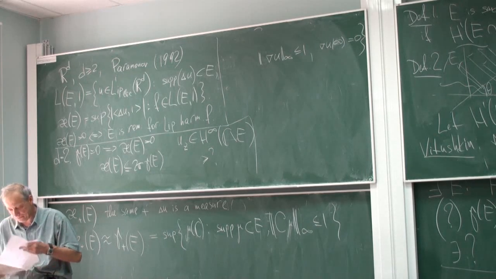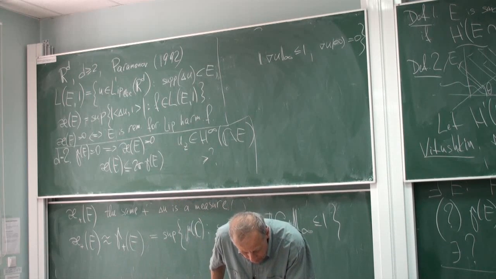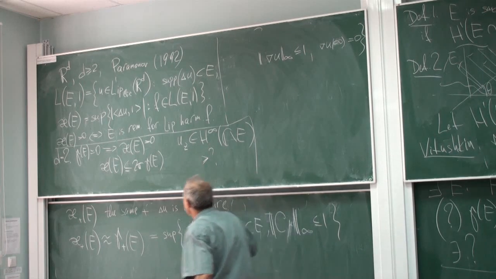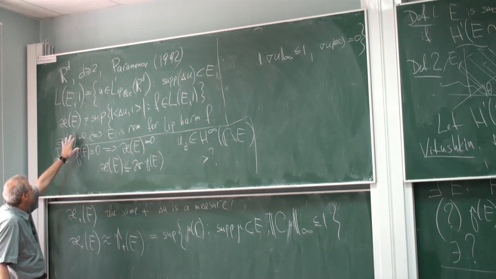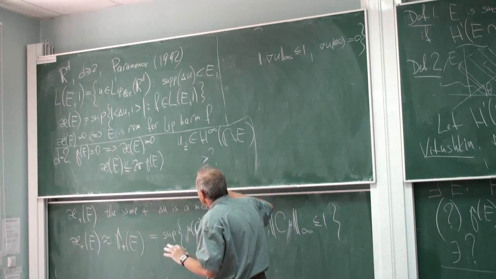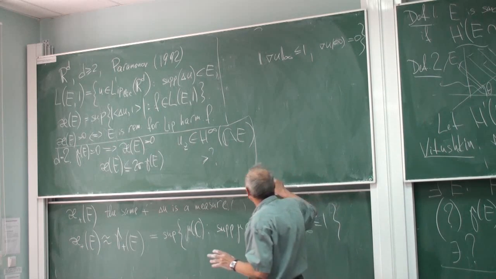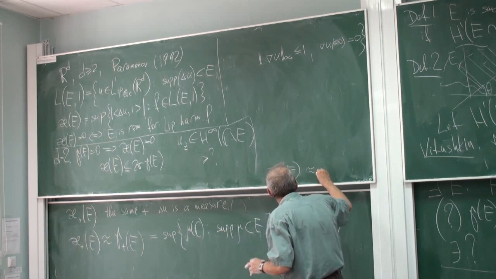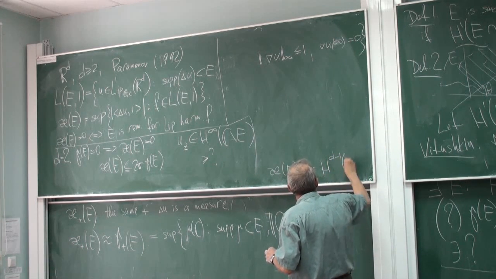So now, this kappa has very similar properties to analytic capacity. For example, if our compact set E is a subset of a Lipschitz graph, then this is just comparable with the Hausdorff measure of dimension d minus 1 of E.